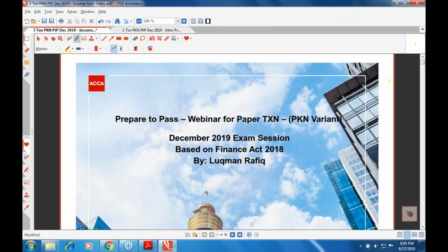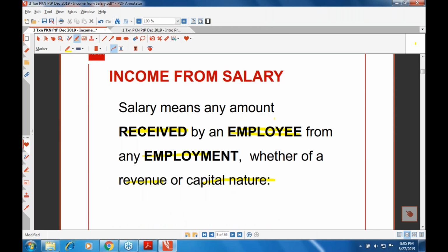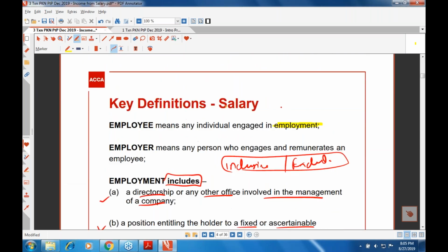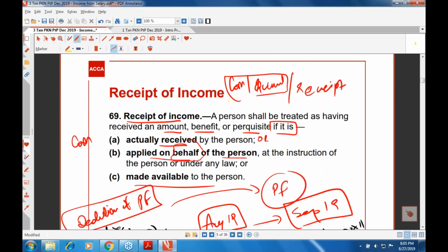The next step was that we started discussing income from salary. We talked about salary as something which is received by an employee from an employment. We discussed the definition of employee, employer, employment, everything. And then we moved forward. We talked about the concept of receipt of income, as I discussed that salary is taxed on a receipt basis. So what exactly do you mean by a receipt of income? We talked about that specific concept.